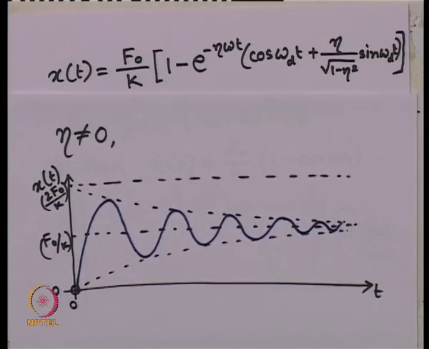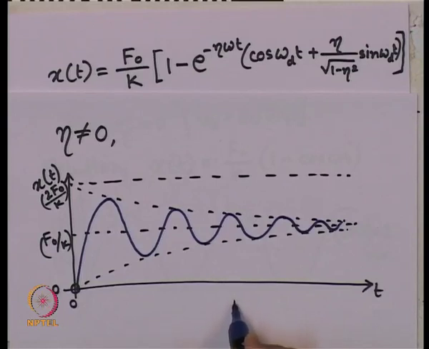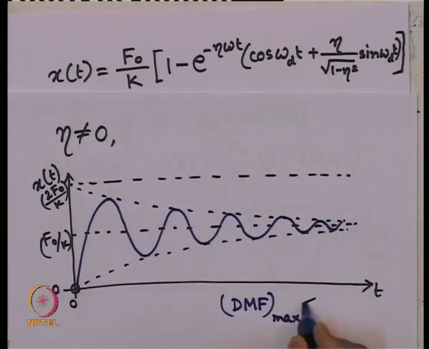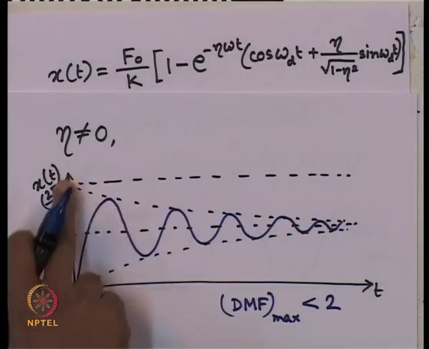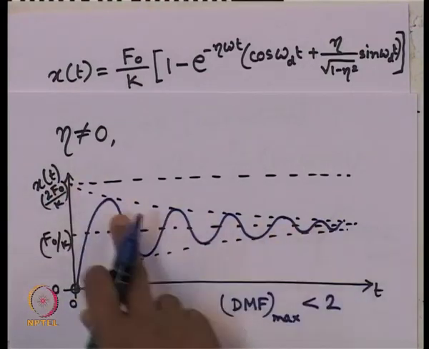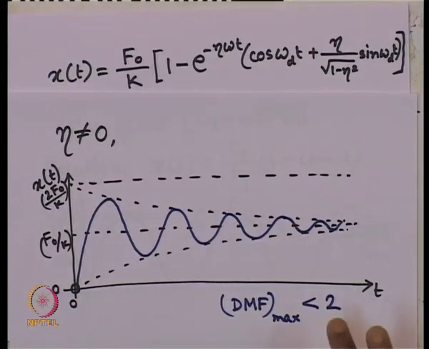So, in this case, what should be the value of DMF max, the maximum dynamic magnification factor? We can compute it, it will be in the first cycle here, but it will always be less than 2, which we can say directly by looking at the figure. It will never reach this line, because there is a decay function. So, this envelope is nothing but the decay envelope. Okay. So, this oscillatory motion is also now clear to us.